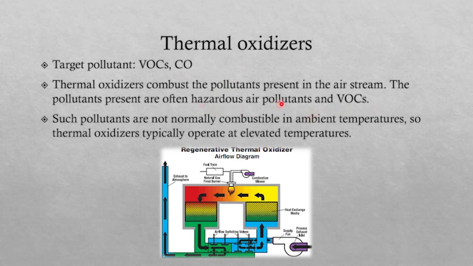These hazardous air pollutants and VOCs are normally non-combustible at room temperature. But for thermal oxidizers, we are raising their temperature and we are introducing them together with a fuel so that they can be combusted. We have several types of thermal oxidizers such as direct oxidizers and regenerative thermal oxidizers. They just differ on the mode of operation, but their purpose is the same, to oxidize pollutants into carbon dioxide and water.